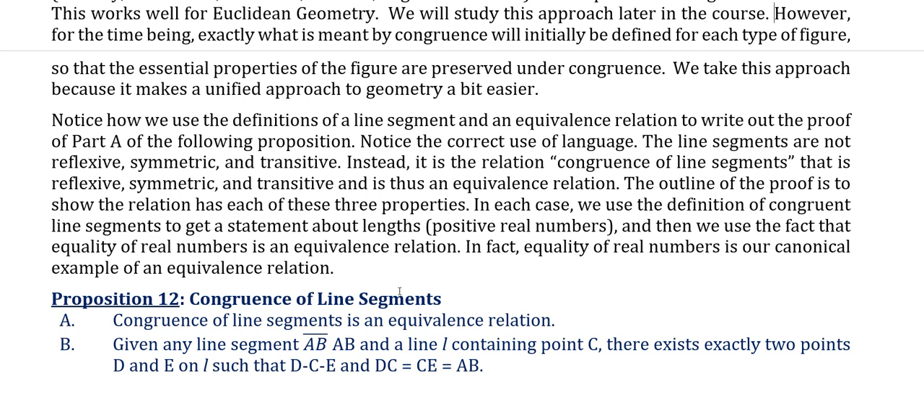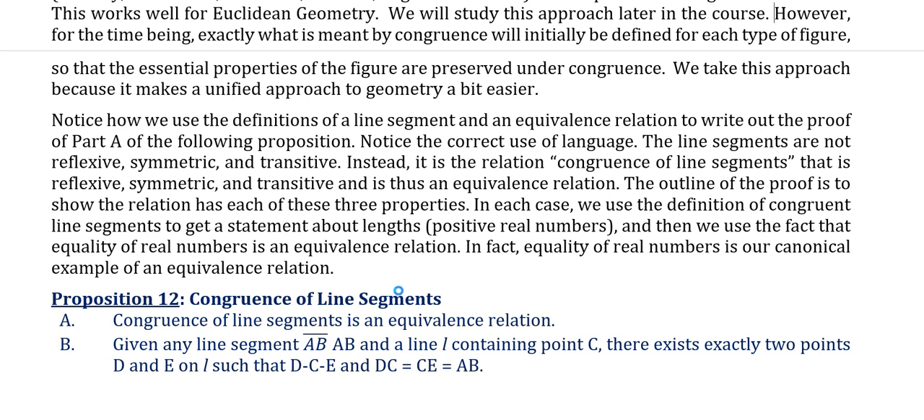Notice how we use definitions of a line segment and equivalence relation to write out the proof of part A of the following proposition. Notice the correct use of language. Line segments are not reflexive, symmetric, and transitive. Instead, it is the relation of congruence of line segments that is reflexive, symmetric, and transitive, and is thus an equivalence relation.